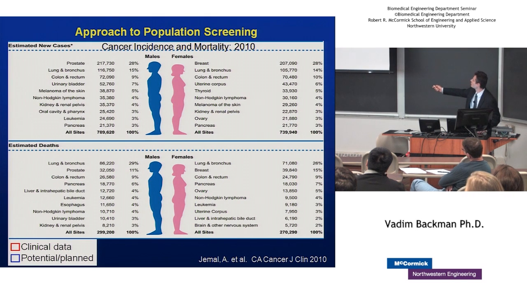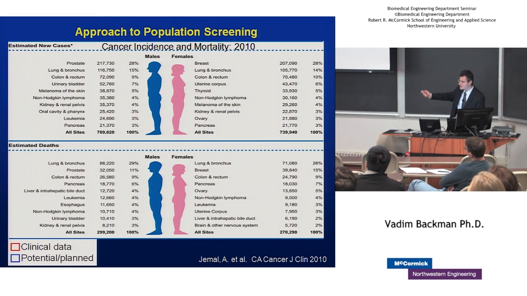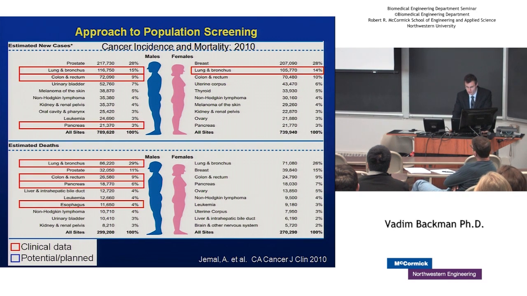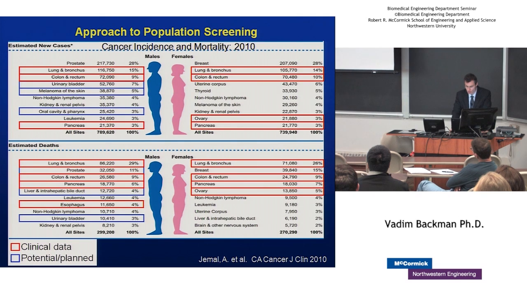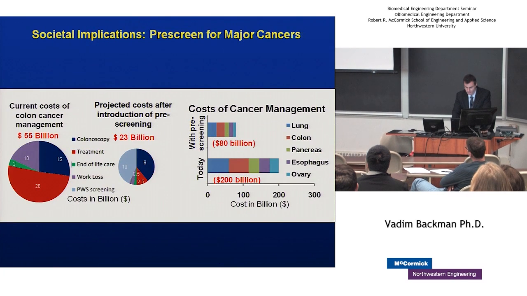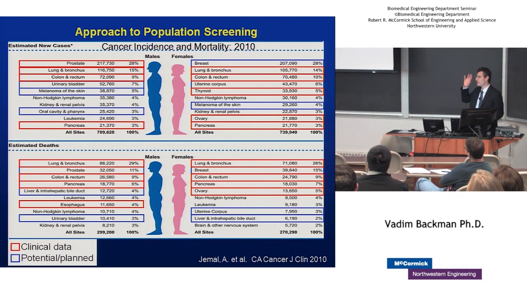So this is the picture of incidence and mortality from different types of cancer, males and females in 2010. And I'm going to color code it now. In red, the organ sites for which we have clinical data. In blue, the organ sites that can potentially be addressable with this approach, or are currently planned. And what you can see is that most of this chart actually gets color-coded. We can cover the absolute majority of cancers, with the notable exception of blood cancers and just a handful of others.